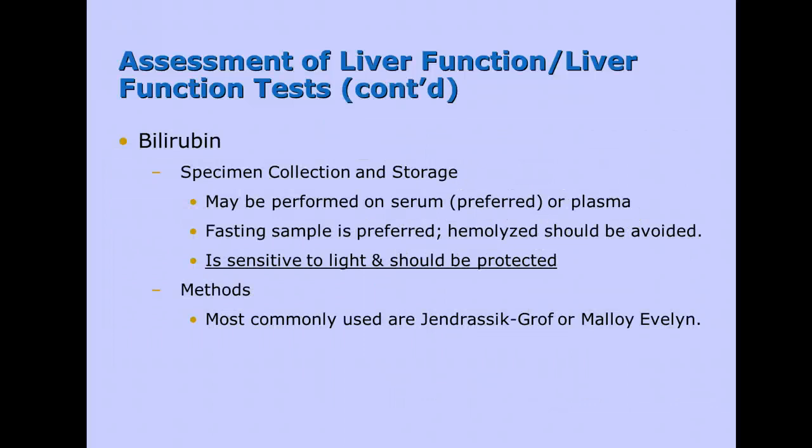So as you saw, we put the baby under the lights and it breaks down the bilirubin. Unfortunately, the same thing happens in a test tube. So if we're drawing blood for a bilirubin, we should protect it from light and put it in an amber top tube. Fasting samples are preferred. Hemolysis should definitely be avoided. The methods that we use, you need to be familiar with: Jendrassik-Grof and Malloy-Evelyn. Sometimes those come back as board questions.